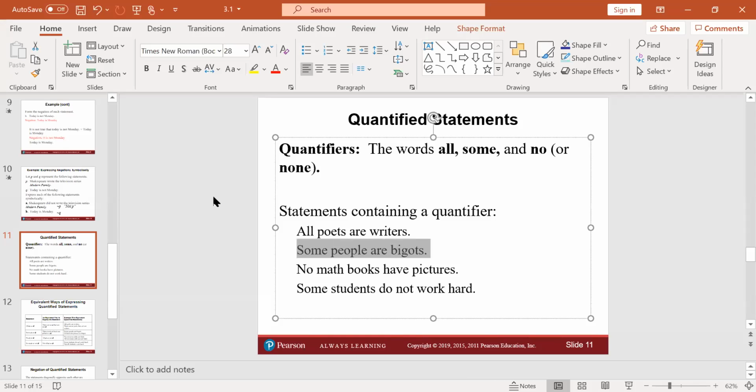Some people are bigots. Well, whether or not that's a true statement, that is still a statement. The word all is pretty easy to deal with. If I say all poets are writers, that's actually pretty straightforward to deal with, because if that's a true statement, there's no exceptions to it.